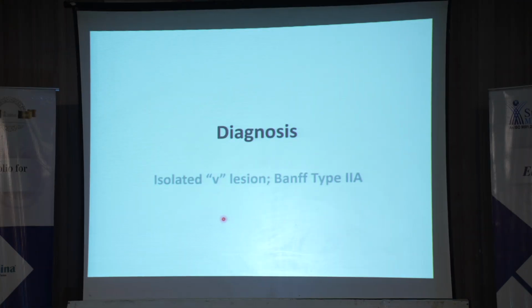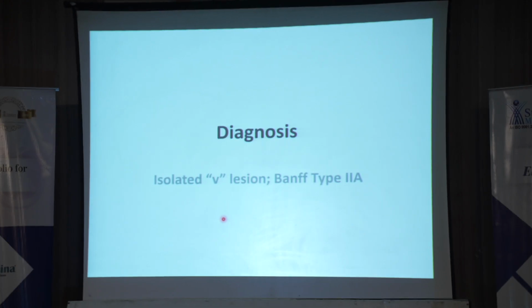So this, you can label as a Banff 2A kind of vascular rejection. There is one more entity which came in, which was called isolated V lesion. Isolated V lesion, or isolated vascular lesion, means there is no significant interstitial inflammation. There is no tubulitis. What you are seeing is only one vessel with evidence of mild intimal arteritis.